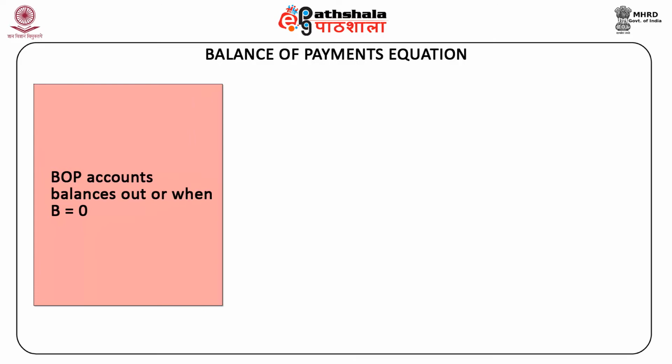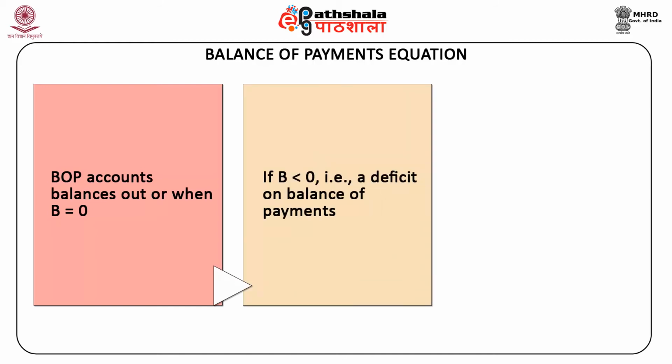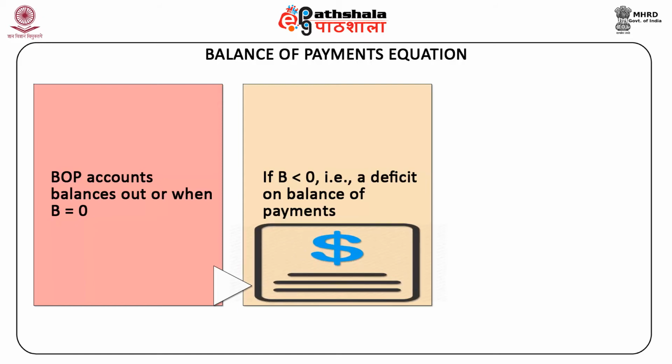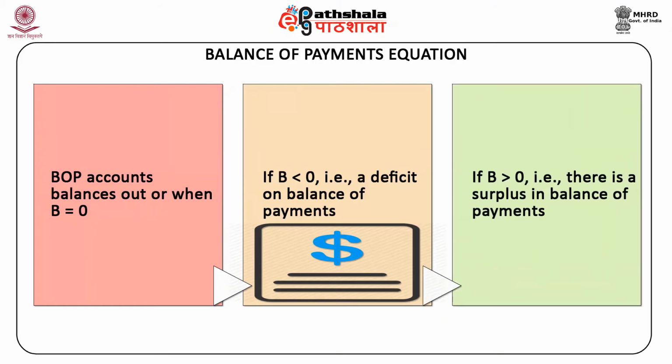The economy achieves balance on external accounts when its balance of payments accounts balance out, or when B = 0. If B is less than 0, that is, a deficit on the balance of payment accounts, it implies that there is a reduction in foreign exchange reserves. If B is greater than 0, that is, there is a surplus in the balance of payments, it implies an increase in the foreign exchange reserves.